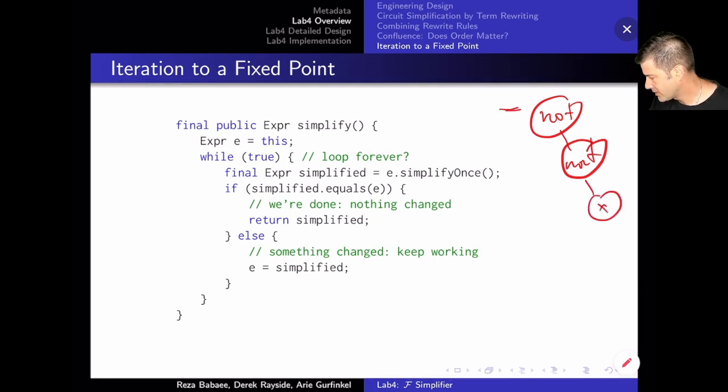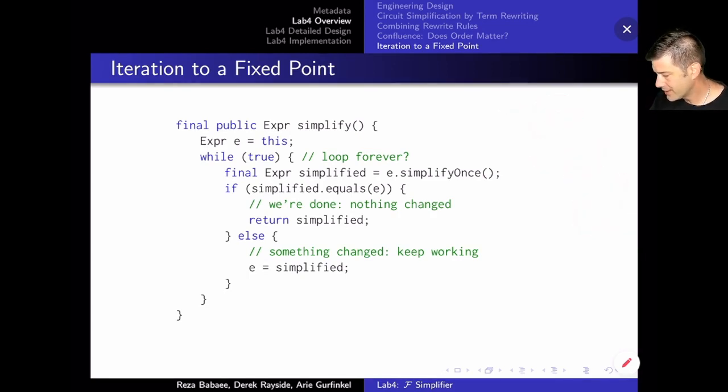So when simplify once looks at this, it sees: I have a child, I am a node, I have a child that is a node, and so I'm going to return this X as my simplify once. And then once we get the simplified expression, we check whether it is actually simpler than the input. So if this is true, then it means that the expression E here and the simplified output are the same. So we reach the fixed point, and then we can return.